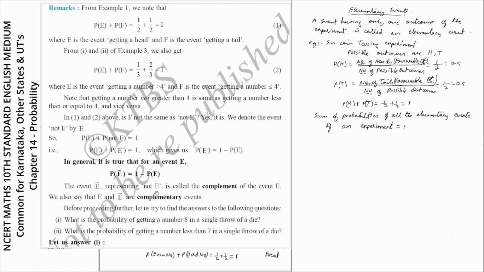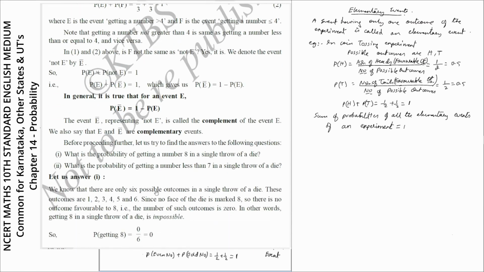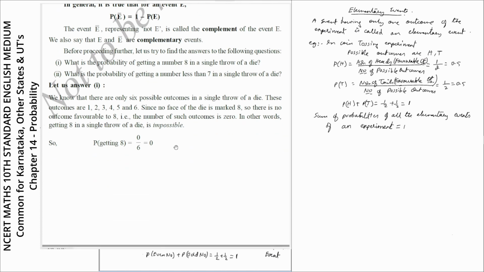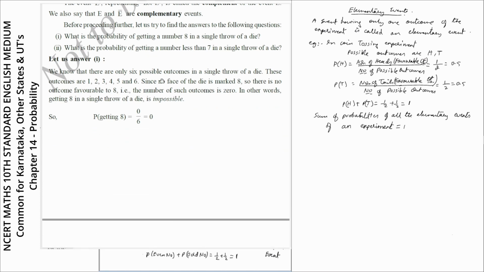And I told you that if there are two events which are complementary to one another, then the sum of their probabilities will be equal to 1. If E is an event and not E is its complementary, then probability of E plus probability of not E is equal to 1.